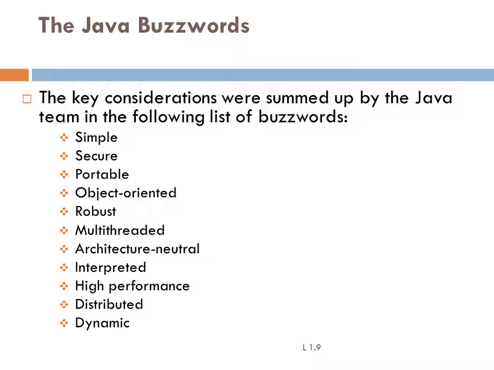Next, the Java buzzwords. The important features of the Java language are called buzzwords. So these are some of the buzzwords. Now we will see what they are.